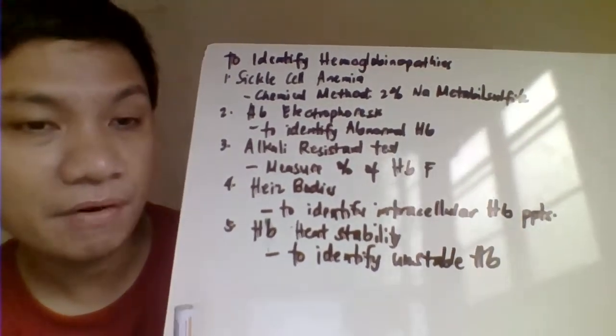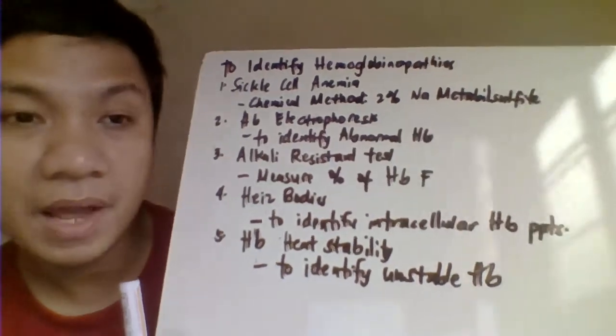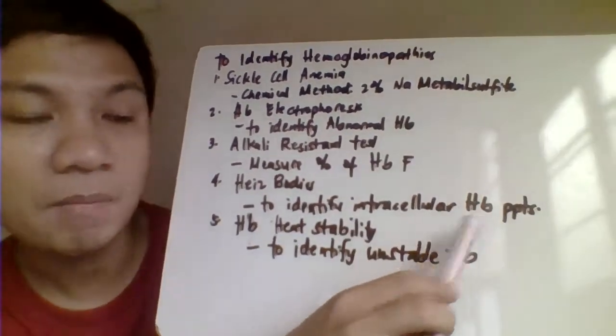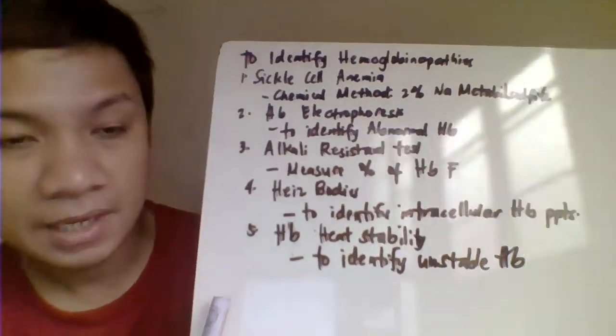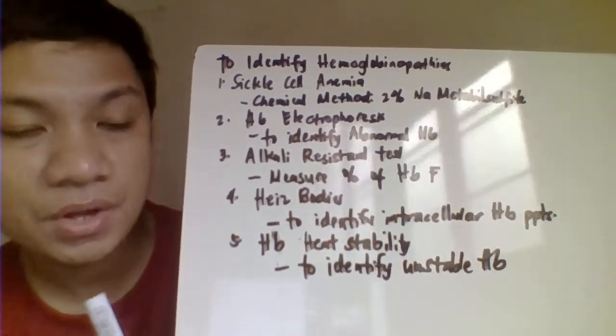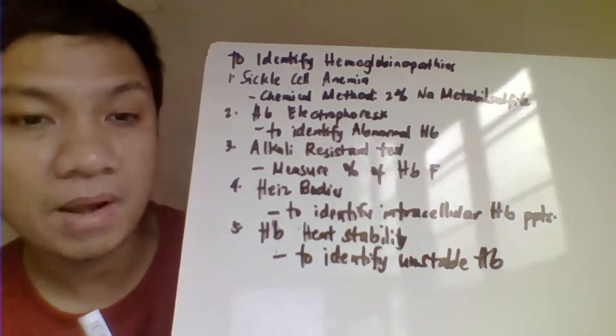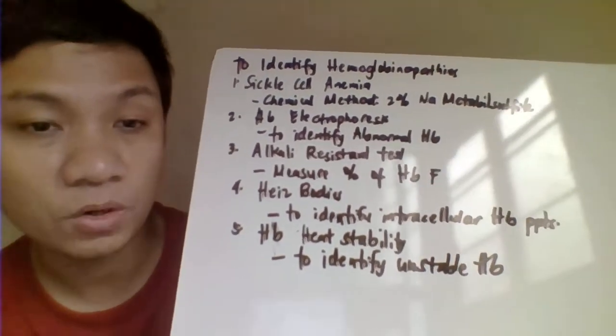Heinz body is also here for the problem with your hexose monophosphate shunt pathway, for identification of your intracellular hemoglobin precipitates. And your heat stability test is for those hemoglobinopathies or hemoglobin problems which are unstable hemoglobins.